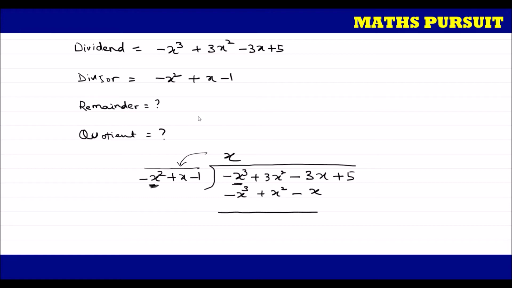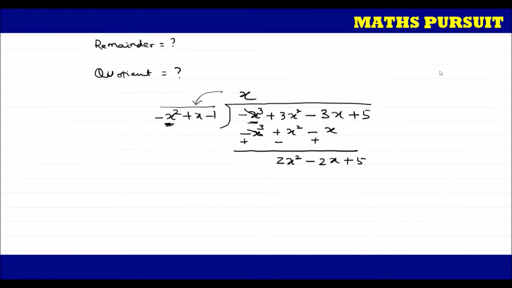Now, as I told you earlier, we need to change the symbols. Here it is minus x to the power 2, we will change it to plus. Here it is plus x to the power 2, we will change it to minus. Here it is minus x, we will change it to plus. Now minus x to the power 3 and plus x to the power 3 cancel out. Plus 3x to the power 2 minus x to the power 2, we get 2x to the power 2. Minus 3x plus x, we get minus 2x, and then we are left with 5. We have written the 5 as it is.